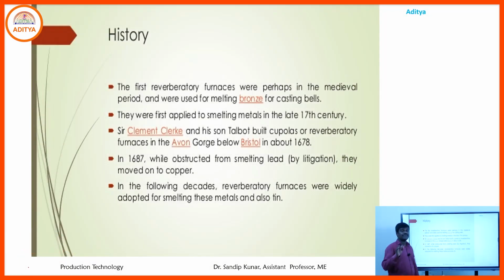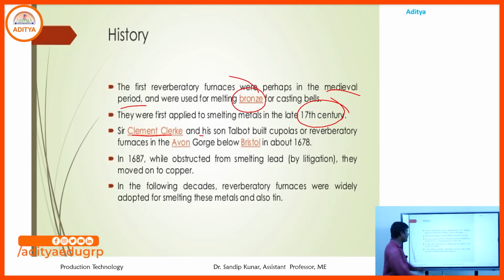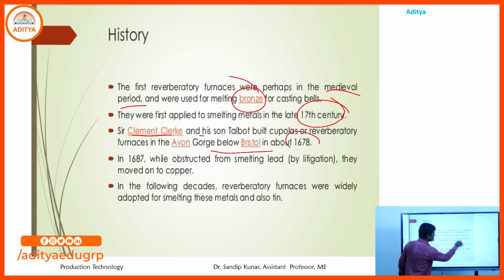The first reverberatory furnace was discovered in the medieval period. Generally it was used for melting bronze. That type of furnace was also used in the late 17th century. Sir Simon Clark and his son built cupolas or reverberatory furnaces in the Avon Gorge below Bristol, near about 1678.